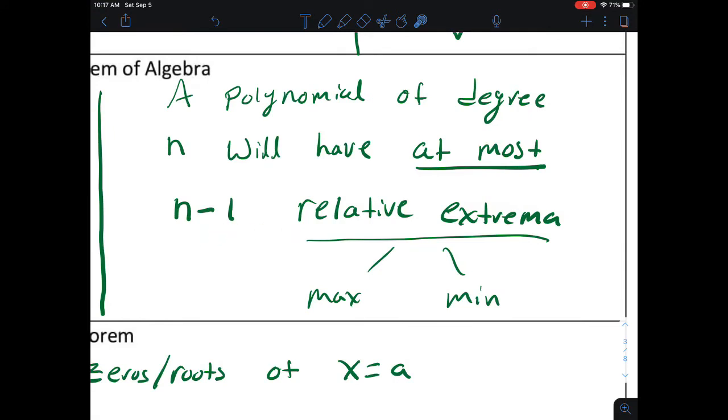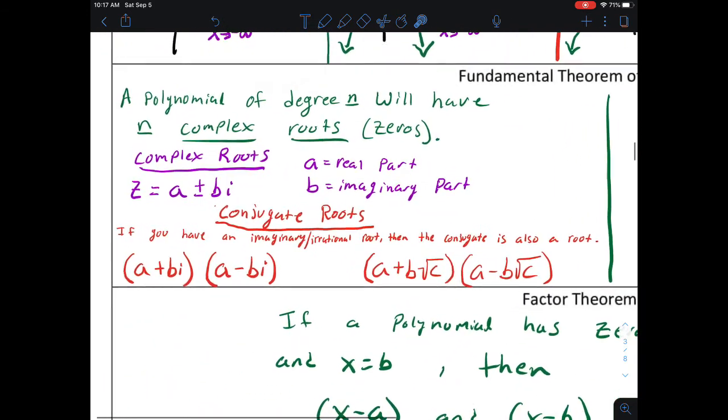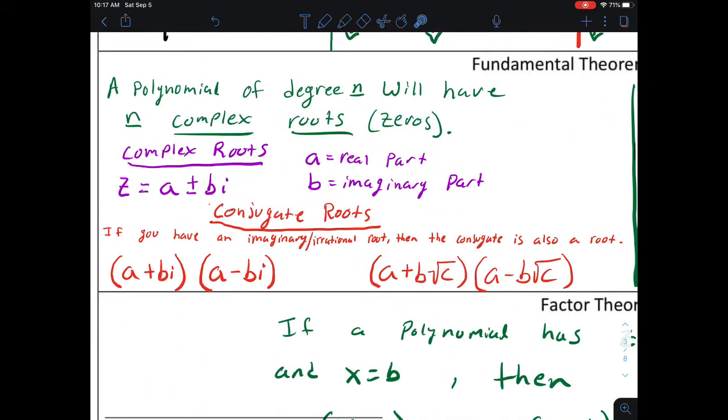That's all it tells us. It doesn't tell us exactly how many there will be. It just tells me what the maximum number is. Now, the fundamental theorem of algebra does tell us the number of complex zeros that will exist for a polynomial. If I have a polynomial of degree n, the polynomial will have n complex roots. Now, remember that a root is a zero.